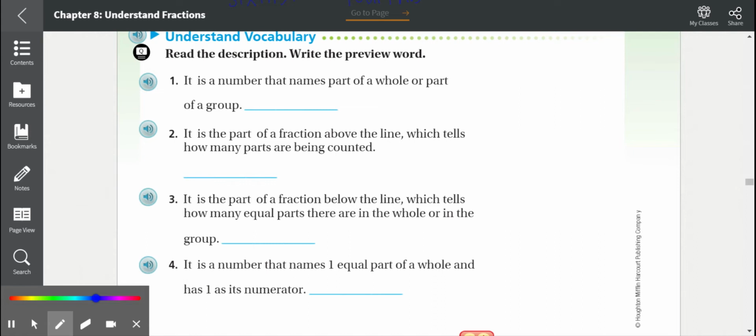Number 1 says, it is a number that names part of a whole or part of a group, and this is called a fraction. Okay, number 2, it is the part of a fraction above the line, which tells how many parts are being counted. And this is what we call the numerator. Number 3, it is the part of a fraction below the line, which tells how many equal parts there are in a whole or in the group. We would call this the denominator.